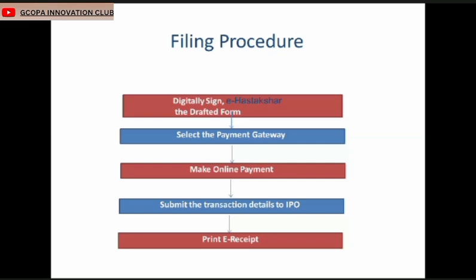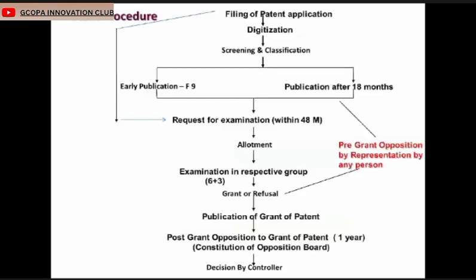Now, lastly, once you file your application, it is made sure that it is digitalized, like if it is filed in offline mode. All the applications are screened, classified, and published after 18 months. And after this only, the request for examination is considered. It is allotted for examination, wherein formal and technical evaluation happens for every application, and you get the first examination report.